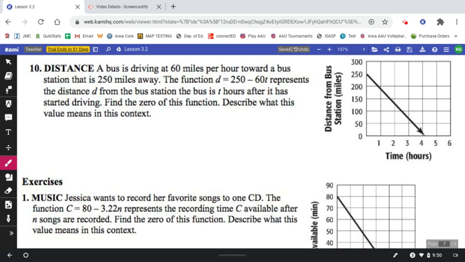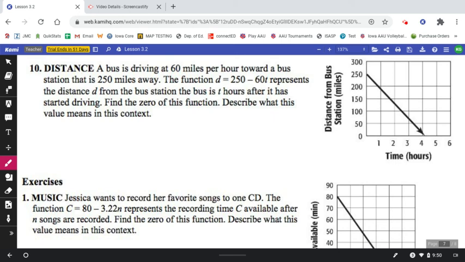A bus is driving at 60 miles per hour towards a bus station that is 250 miles away. The function d equals 250 minus 60t represents the distance d from the bus station the bus is, t hours after it started driving. Find the 0 of this function. Describe what it means in this context.